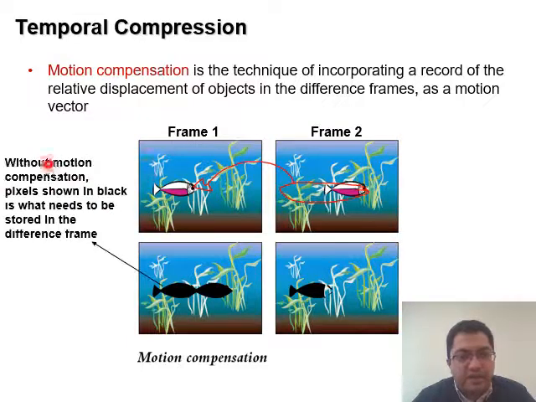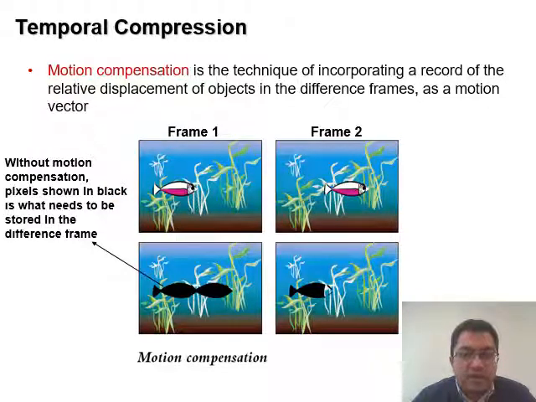So as mentioned here, this is without what's called motion compensation. Pixels shown in black is what needs to be stored in the difference frame. Now there is a better thing that we can do, which is using motion compensation. So what's the idea of motion compensation? Let me erase this part.